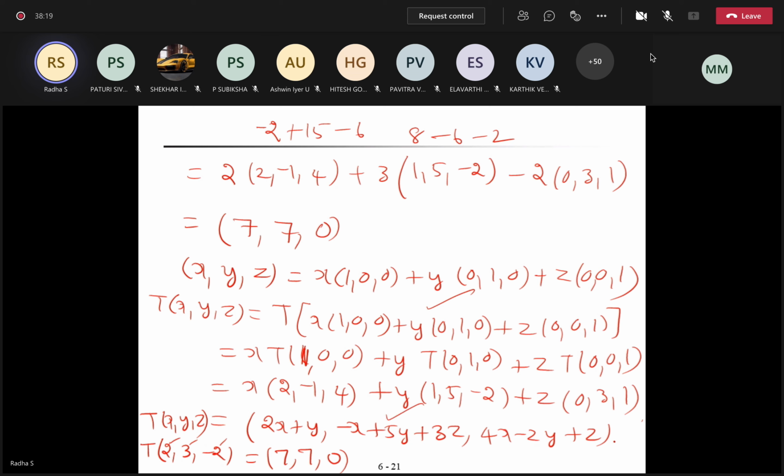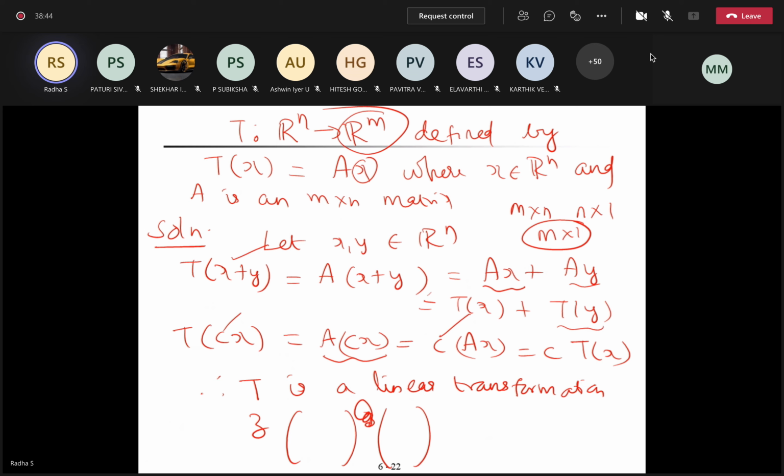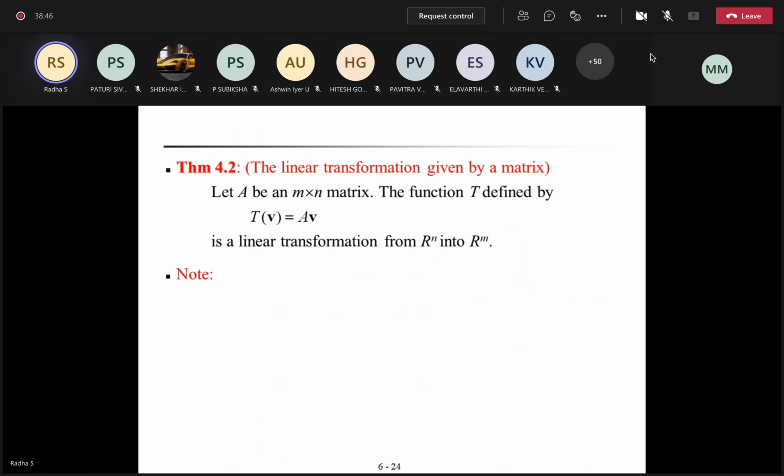So after finding the linear transformation, I need now T of 2, 3, minus 2, right? Just substitute x equal to 2, y equal to 3, z equal to minus 2. Anyway, you'll get the same thing. It's not going to change, but the way of finding is different. That's all. First, we are finding what the linear transformation is. Then we are finding where the point 2, 3, minus 2 goes under this linear transformation.